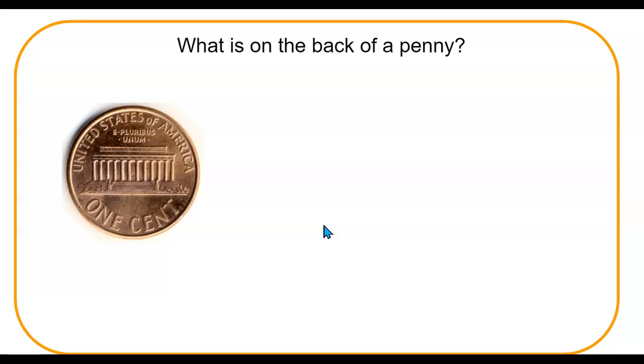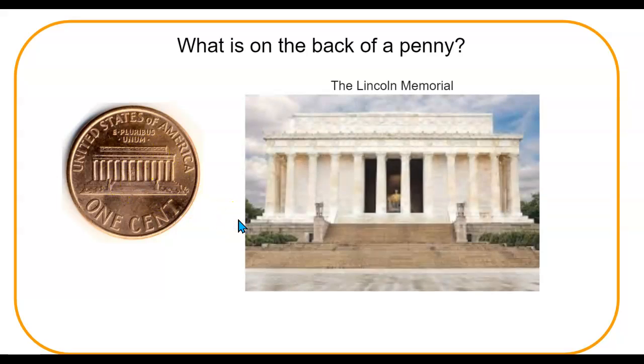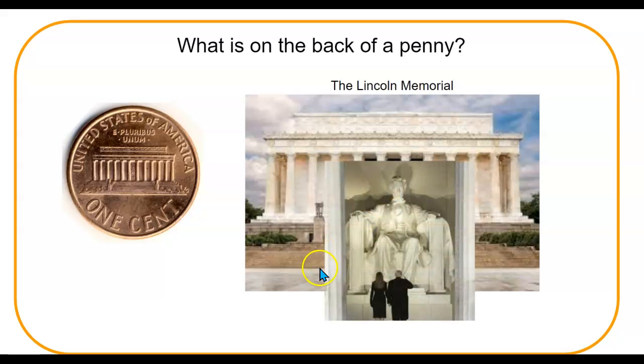What is on the back of a penny? If you look really closely, you can see that this is a monument. It's called the Lincoln Memorial. And this is located in Washington, D.C. And if you look really closely at a penny, you can see Abraham Lincoln sitting inside the Lincoln Memorial. There he is in real life in the monument. And if you want to see this up closer, this is what it looks like.